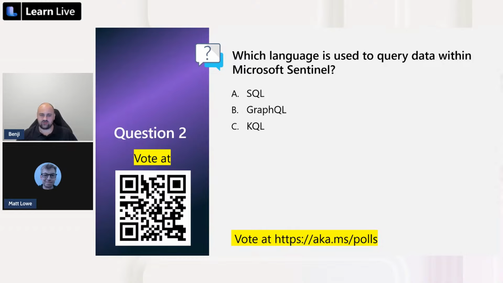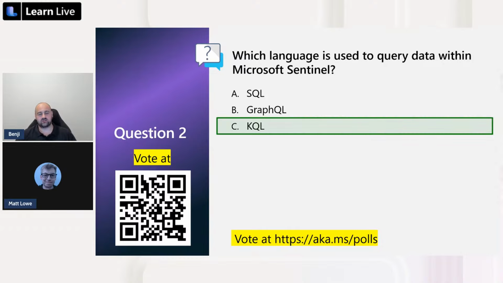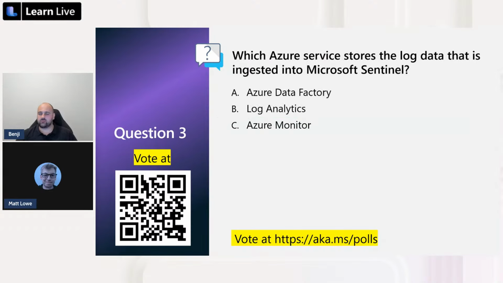So the correct answer to this is KQL, which stands for Kusto Query Language. Really similar to SQL, but it is just more optimized to support our cloud databases. And let's jump to the third question, which states, which Azure service stores the log data that is ingested into Microsoft Sentinel? Are we storing the data inside of Azure Data Factory? Are we storing the data inside of Log Analytics? Or are we utilizing Azure Monitor?